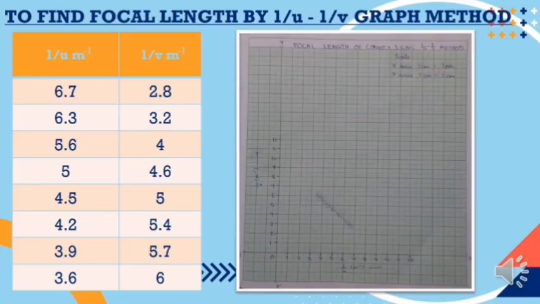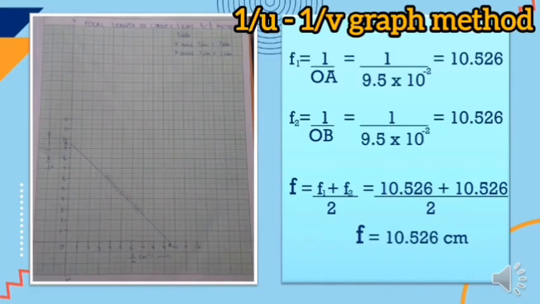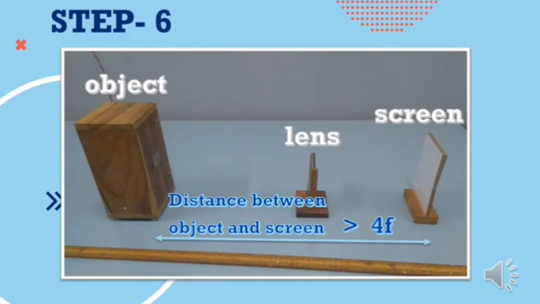To determine the focal length of the convex lens by 1/U, 1/V graph method, the following table is used to plot the graph, 1/U along the x-axis and 1/V along the y-axis, by extending the plotted graph to the respective axes and naming the intercept points on the axes A and B. From the OA and OB distances, we can find the focal length of the convex lens by simple calculation.